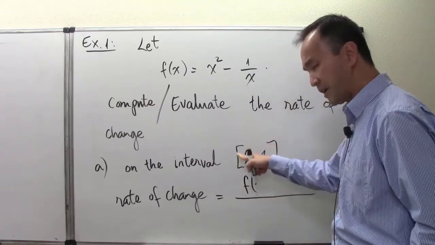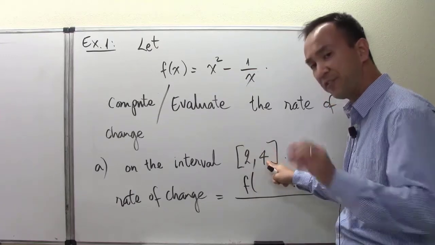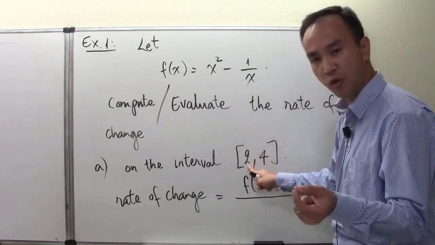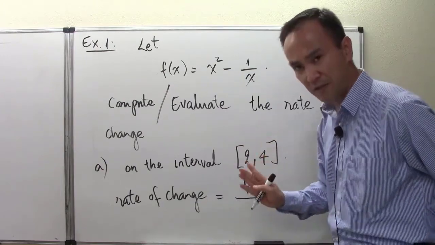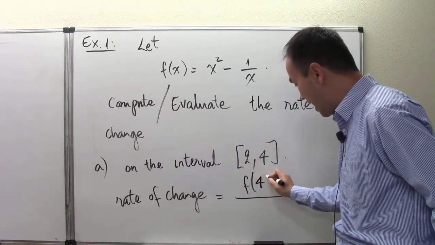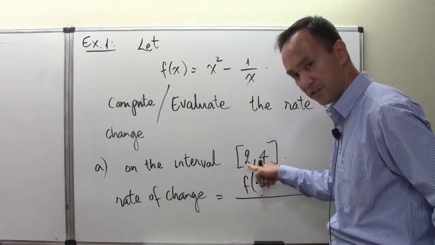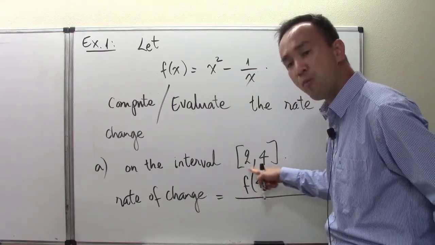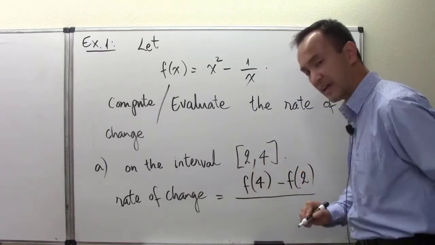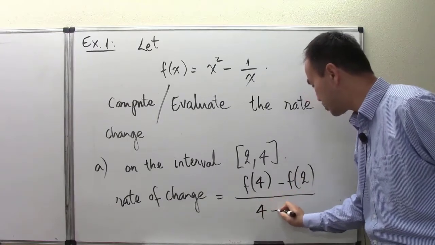in this interval, along with what I have explained earlier, 4 is the final x value, the final input, whereas 2 here is the initial input. And so the fundamental formula that we use here is rate of change equals the function value at the final input, or in other words, the final function's output, subtract the initial function's output, f of 2. And then we're dividing that by 4 minus 2.